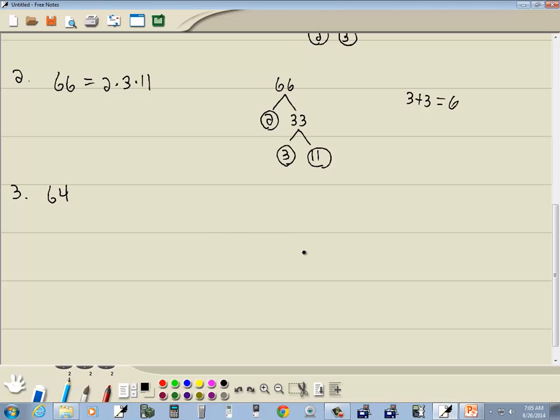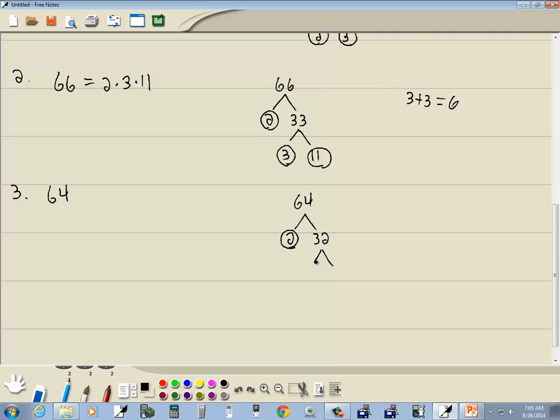64. I'll do my tree breakdown here. Start with my first prime, which is 2. And I ask myself if it's divisible by 2, and it is, because my last digit is a 4. And that'd be 2 times 32. 2's prime, so we circle it.